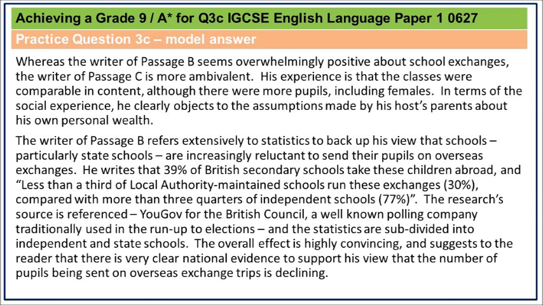The writer of passage B refers extensively to statistics to back up his view that schools, particularly state schools, are increasingly reluctant to send their pupils on overseas exchanges. He writes that 39% of British secondary schools take these children abroad, and less than a third of local authority maintained schools run these exchanges, 30%, compared with more than three quarters of independent schools, 77%.